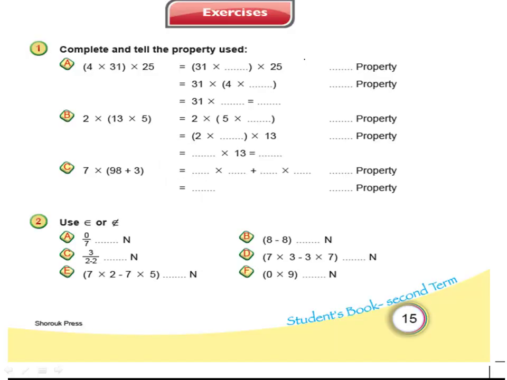Okay, so let's solve just the first one only. We have 4 times 31 times 25 equals 31 times 4 times 25. Here we substitute the elements, so this is the commutative property. In the next step, we make 31 alone and we get 4 times 25 in another bracket. So that's the associative property. And we make 31 times 100, since 4 times 25 equals 100. Then we get 3100.